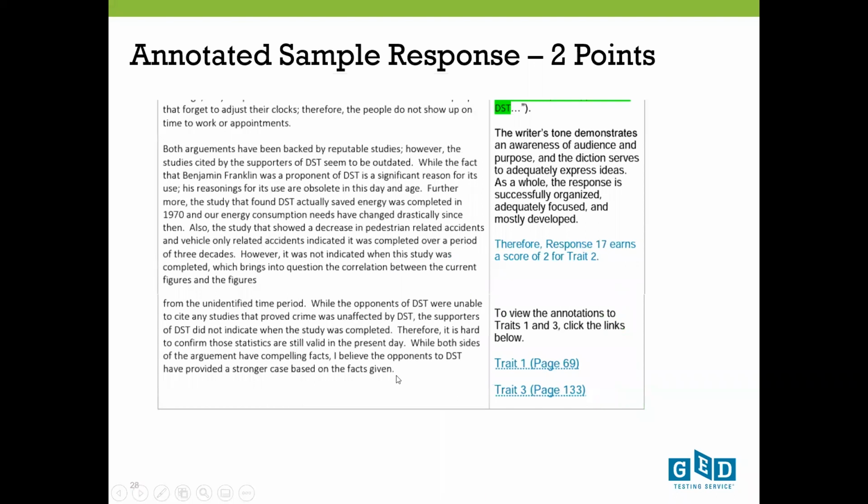And then again, you can see here that it looks like they have about that 7-paragraph development. And on the right here, the annotation points out that the writer's tone demonstrates awareness of an audience and a purpose, and the diction adequately expresses ideas. So when you go back and read through these, you can compare across multiple score points where students are really hitting the mark and where they're falling short in the different dimensions of the rubric. Next.